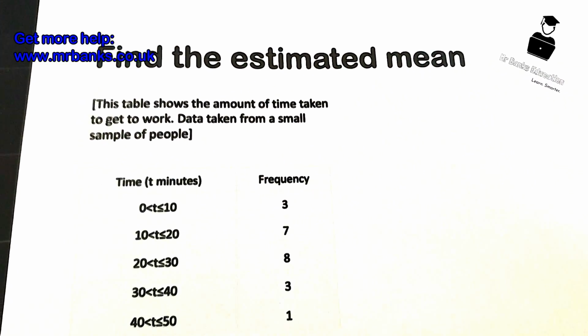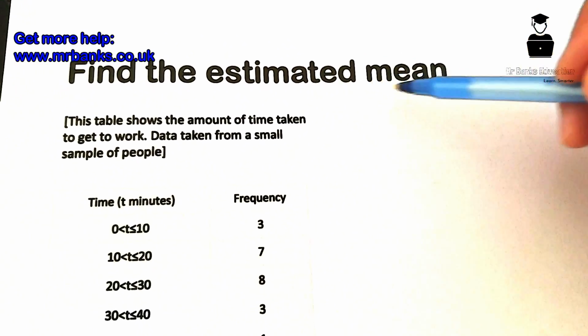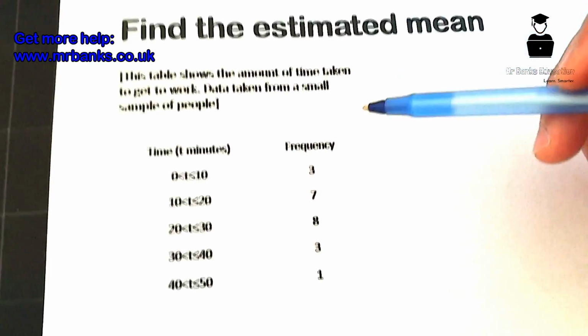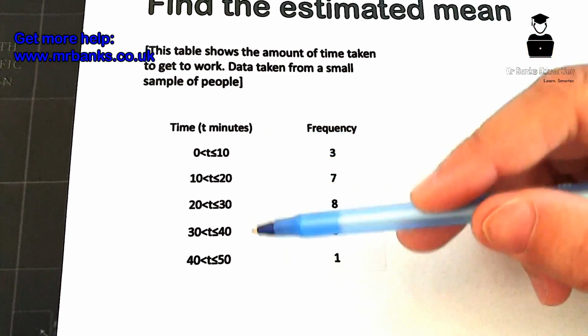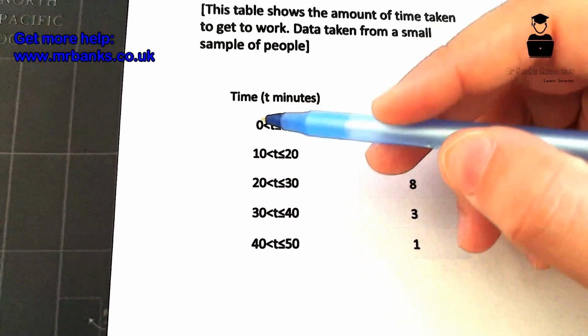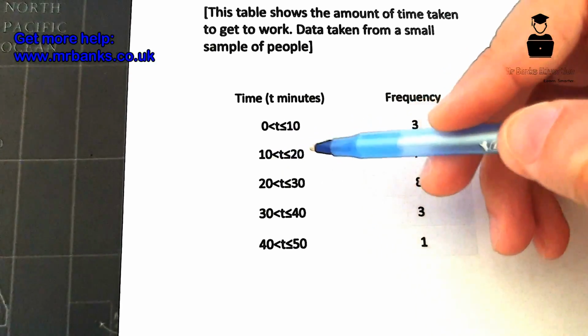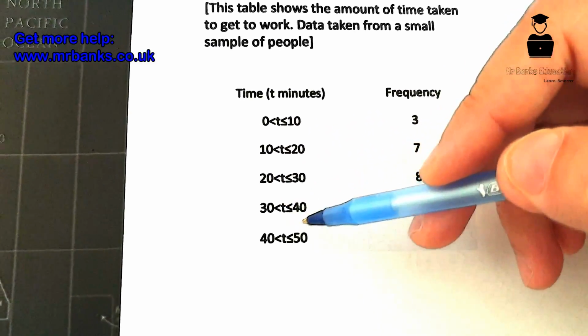Okay, we have a question here today on finding the estimated mean. So this is what a typical estimated mean question is going to look like. You're going to get a table, and in the table you're going to see bands or classes, like 0 to 10, 10 to 20, 20 to 30, 30 to 40.